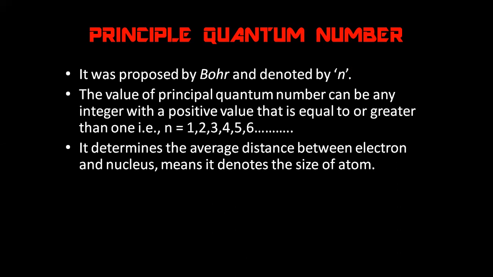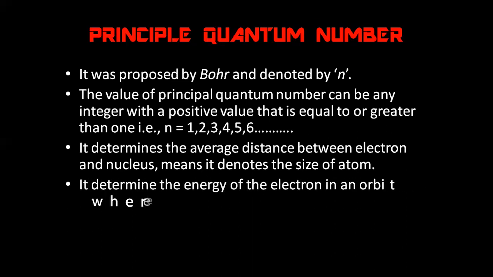If anyone tells us that the principal quantum number for an atom is 1 or 2 or 3, we get an idea of how far the electron is from the nucleus. With n equal to 1 and n equal to 2, n equal to 2 is obviously farther away from the nucleus than n equal to 1. Similarly, n equal to 3 is farther than n equal to 2. As you increase the principal quantum number, the size of the atom also goes on increasing. So it determines the average distance between the electron and the nucleus.